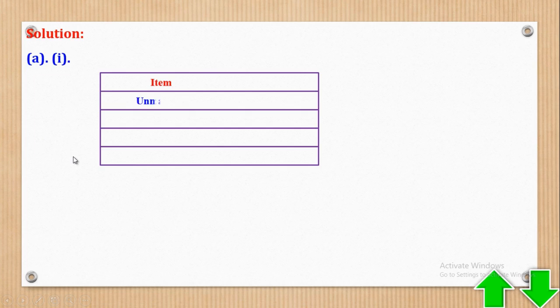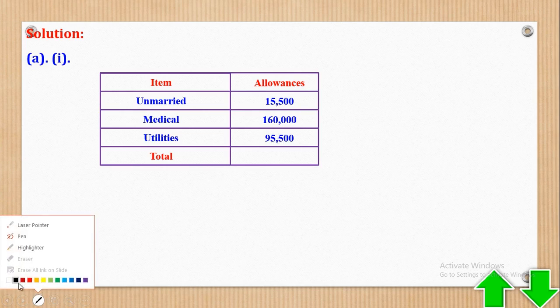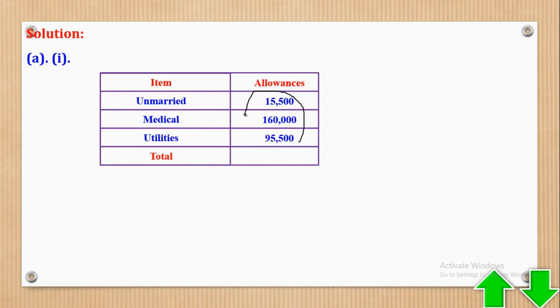So we have to first get the total allowances. Since he is a bachelor, the allowance for married and the allowance for children is not indicated here. So the allowance for unmarried, we said it was 15,500, for medical it was 160,000, and for utilities it was 95,500. Therefore, when you add all these, you'll come up with a total allowance of 271,000.